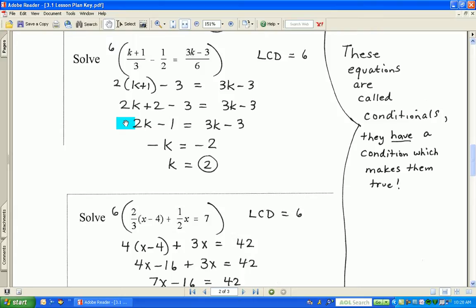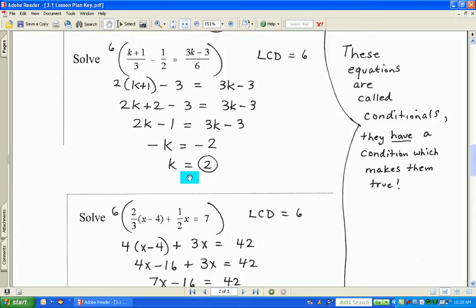And I'm then going to rearrange the terms. I'm going to bring the k's to the left. I'm going to bring the numbers, the constants, to the right. So that would give me a negative k, or opposite of k, equals negative 2. Now you can't stop here because that minus in front really means it's being multiplied by negative 1. When you divide both sides by negative 1, we come out with the answer k is 2.